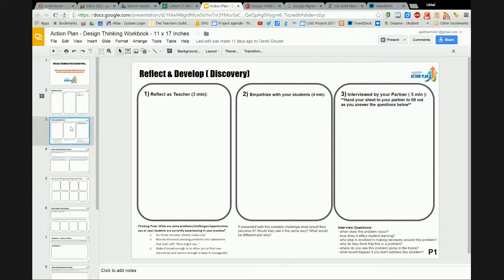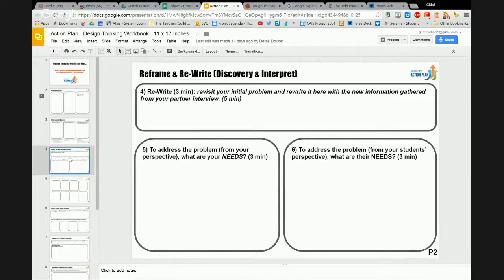So let's look at what was essentially our page number 1. And this is where we came up with that problem, challenge, or question that's currently existing in our classroom. And so we asked you to reflect as a teacher, and then we asked you to empathize with your students. And then we got a third point of view, right? Your students, and then a third point of view. Does it make sense to them? Did it work in terms of how you articulated it? We reframe and we rewrite it.